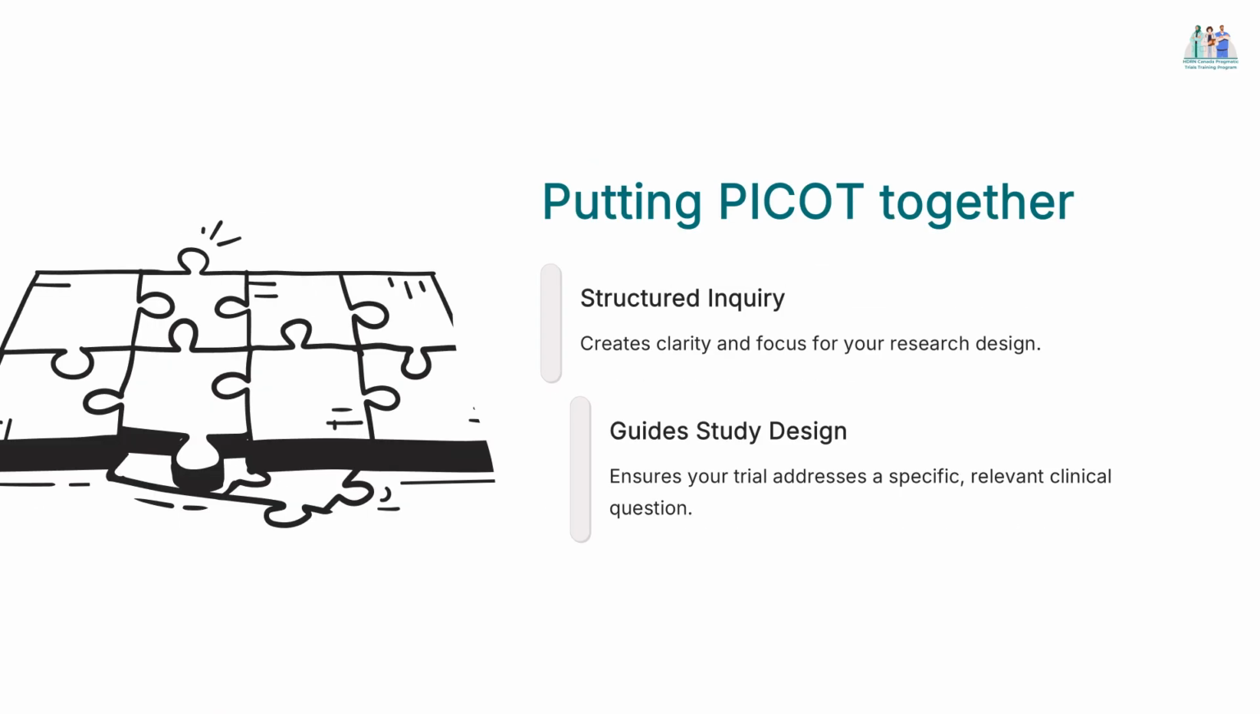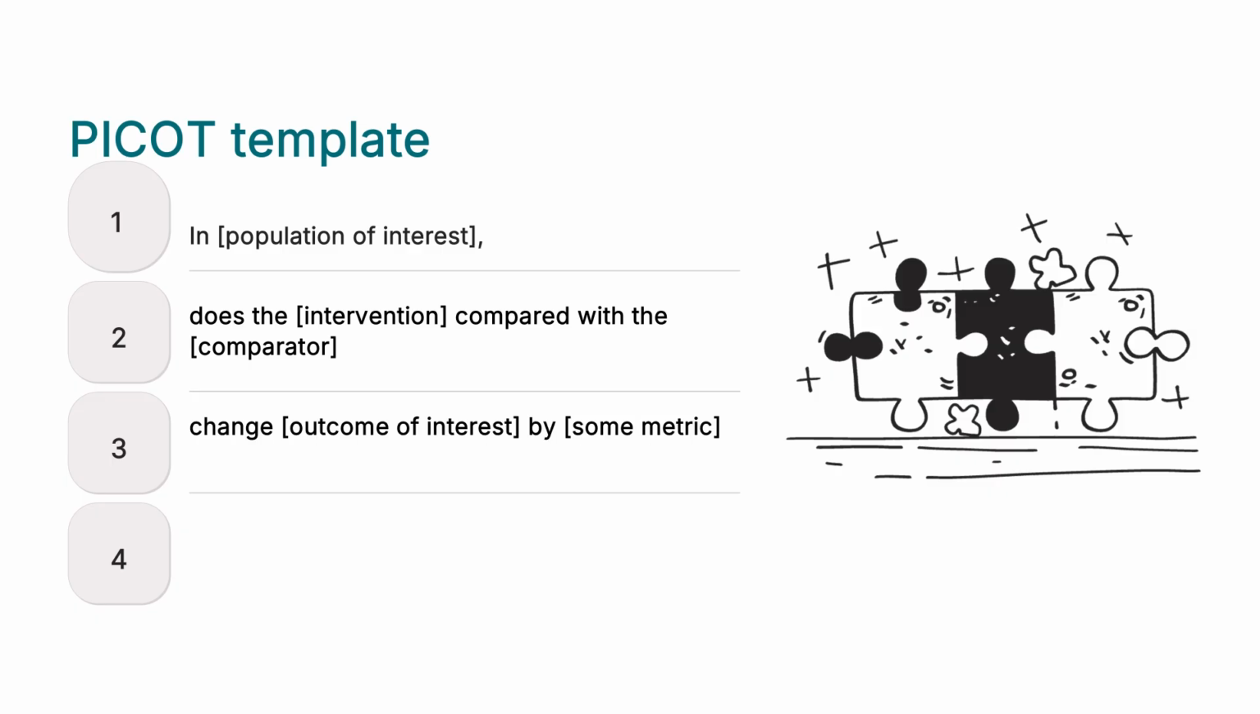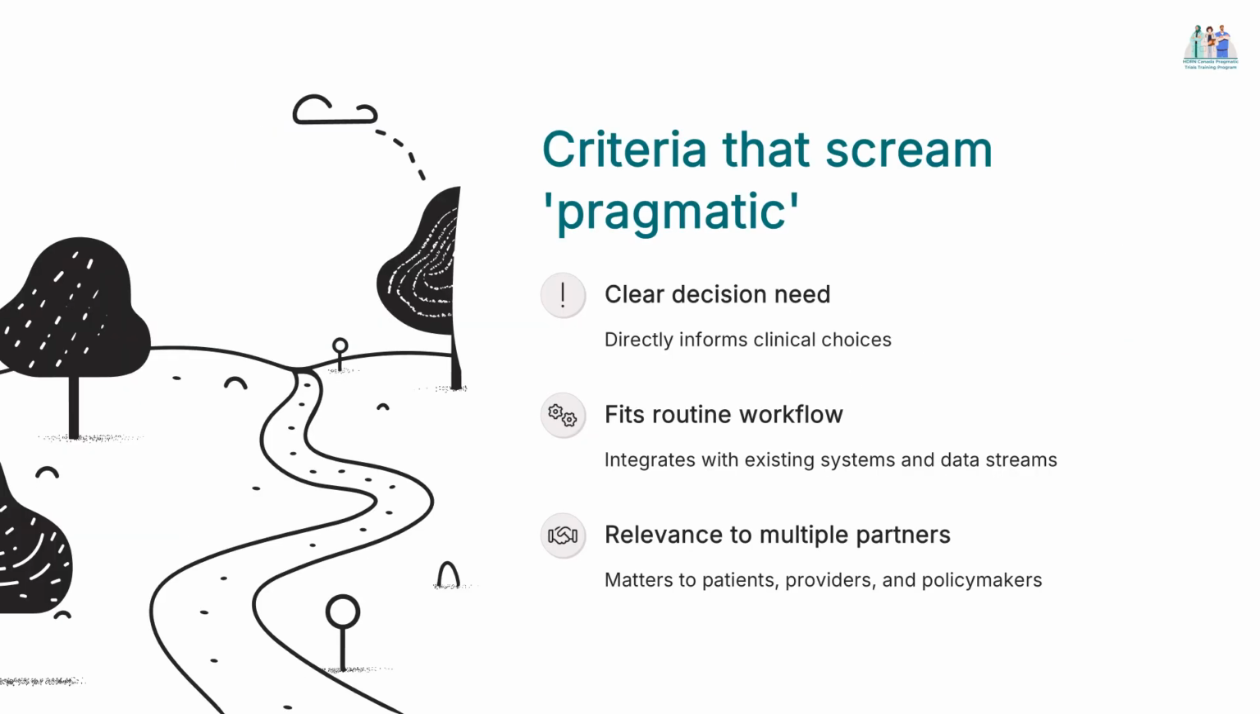Combining all PICOT elements, your research question becomes a structured inquiry that guides your study design. For example, we can use the template here. In the population of interest, does our intervention compare with our comparator in changing how often our outcome of interest occurs over some pre-specified time frame? A pragmatic question directly informs clinical decisions, integrates seamlessly into existing workflows, and holds significance for various partners.